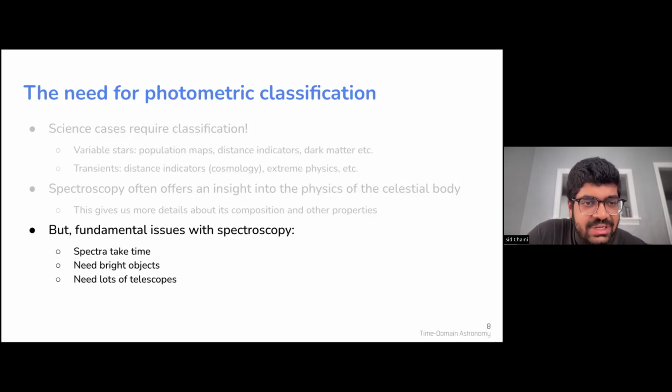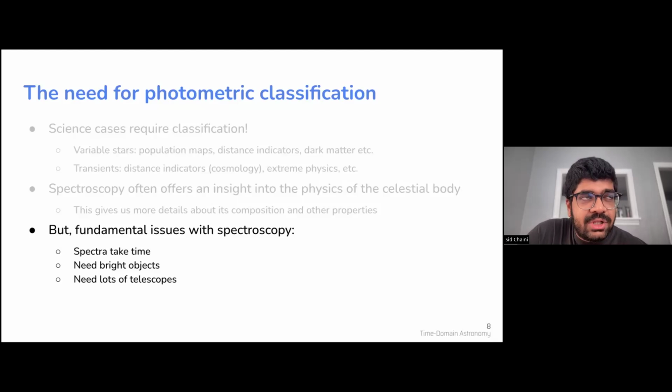But unfortunately, there are a few fundamental issues with spectroscopy. Firstly, spectra take time. And that is because when compared to photometry, which is just taking images of the night sky, which is what Rubin and ZTF also do, and Rubin will be doing, for spectra you need an integration time where you're collecting light for the order of hours.